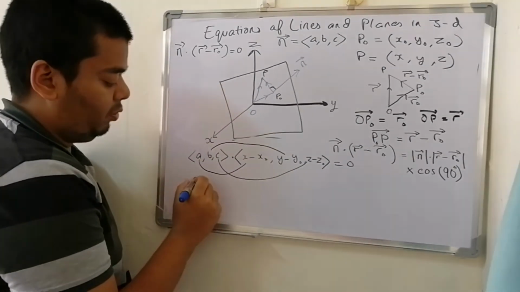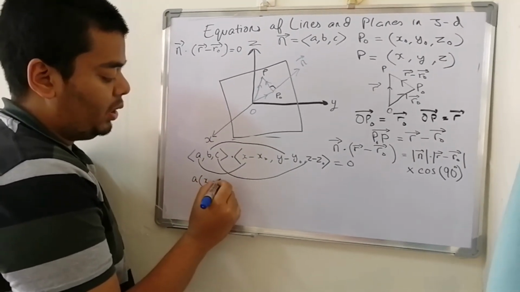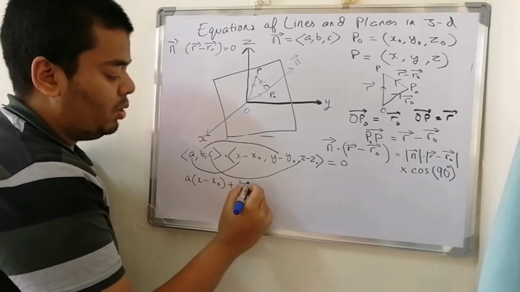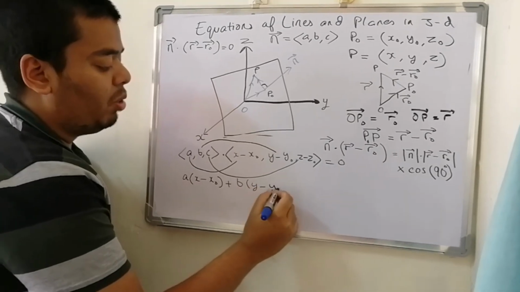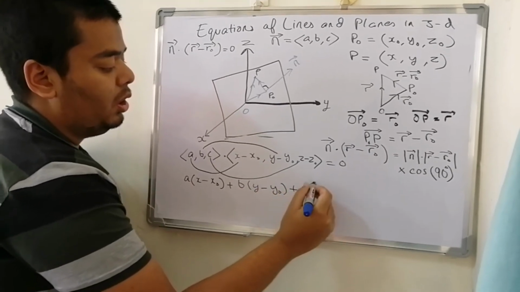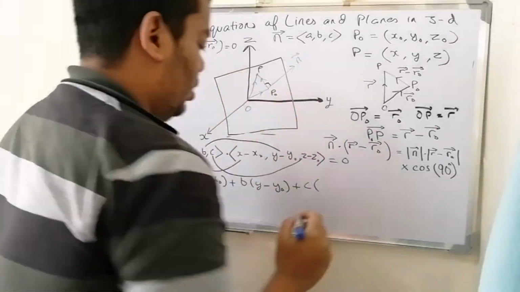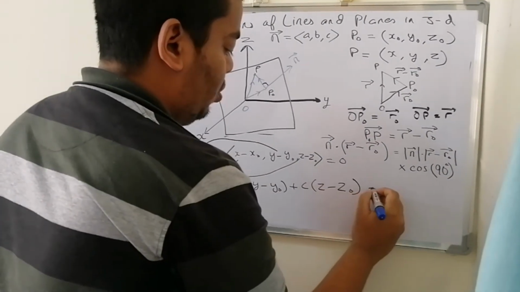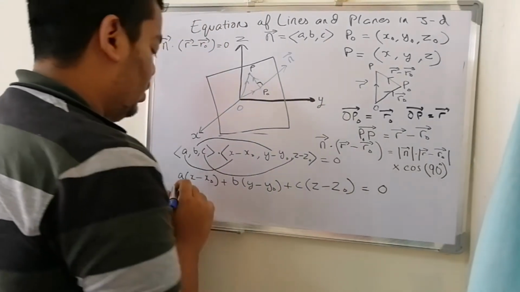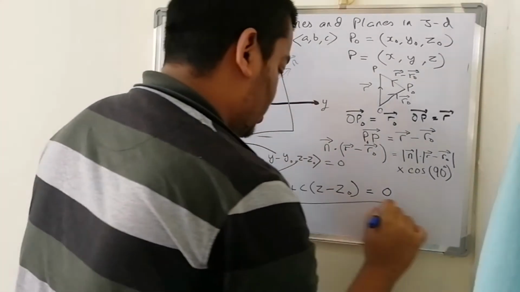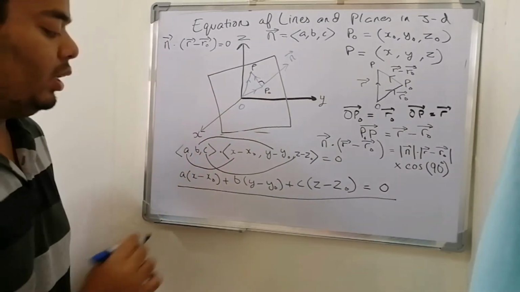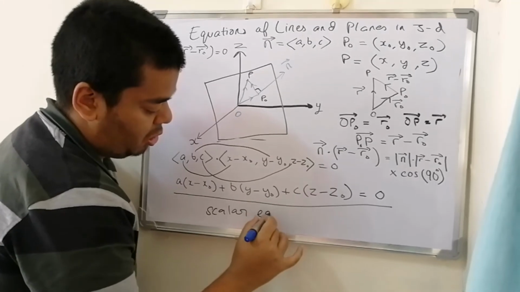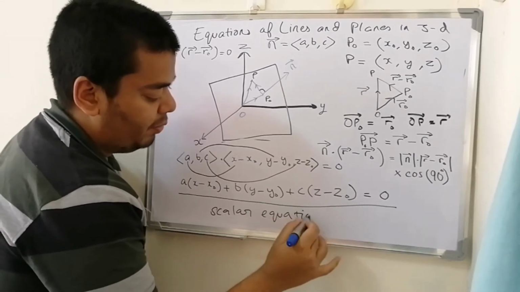It will be a into x minus x naught, plus b into y minus y naught, plus c into z minus z naught, is equal to 0. So this thing here, we call it the scalar equation of the plane.